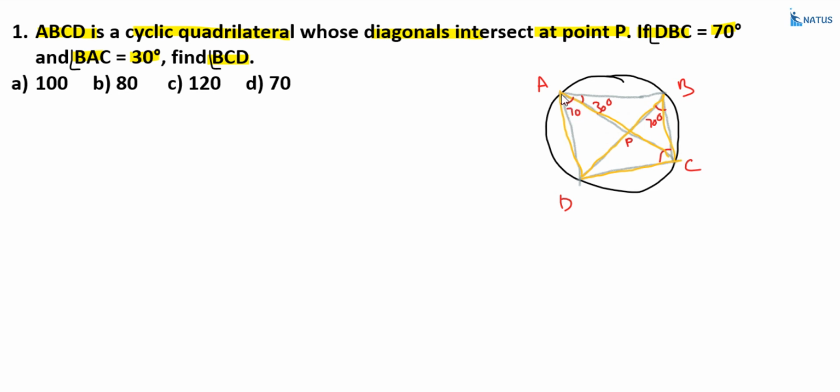In a cyclic quadrilateral, what is the sum of the opposite angles? The sum of the opposite angles is equal to 180 degrees. And angle A is equal to 70 plus 30, that is equal to 100. And what about C? C is equal to 80. Why? Because the sum of the opposite angles is 180 minus BAD, which is 100, so that is equal to 80 degrees. Option B is the correct answer.